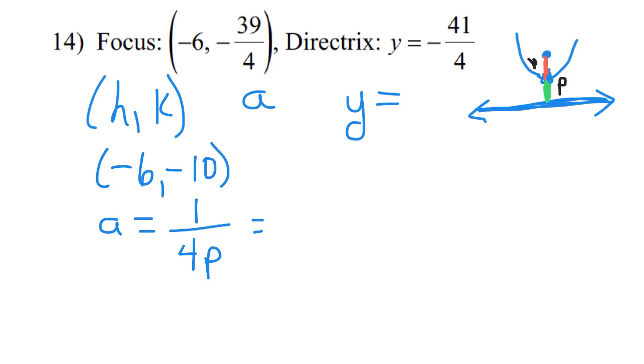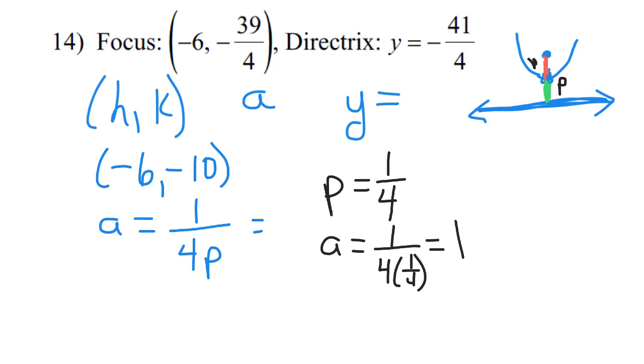This is P. So how far is that? Well, you can determine that by either adding these fractions together and dividing by 2, or you can subtract -40/4 plus 39/4. Anyway, you get that P equals 1/4. And so if you know P equals 1/4, then you can find A pretty easily. So A equals 1/4 times 1/4, which is just 1.